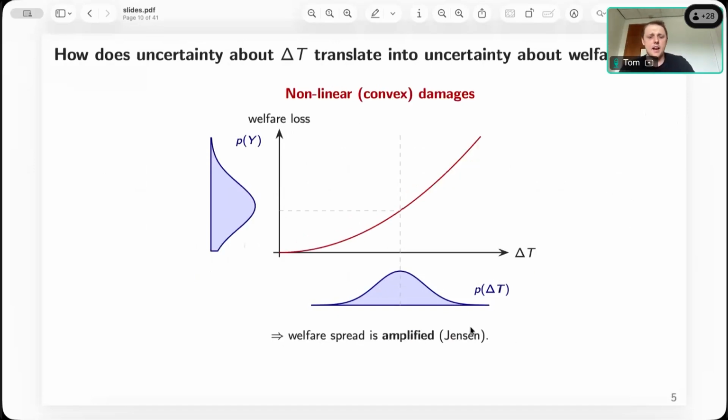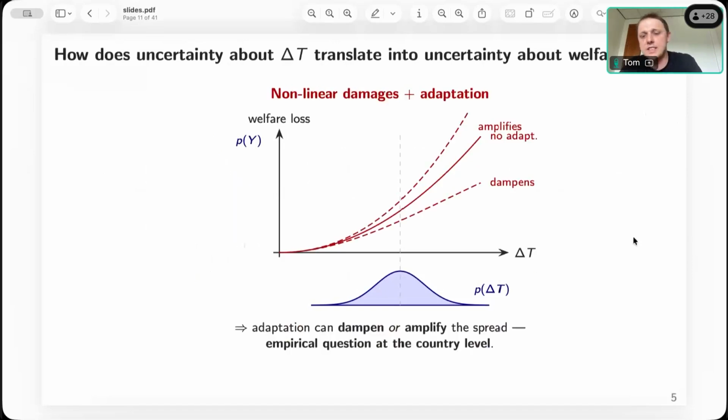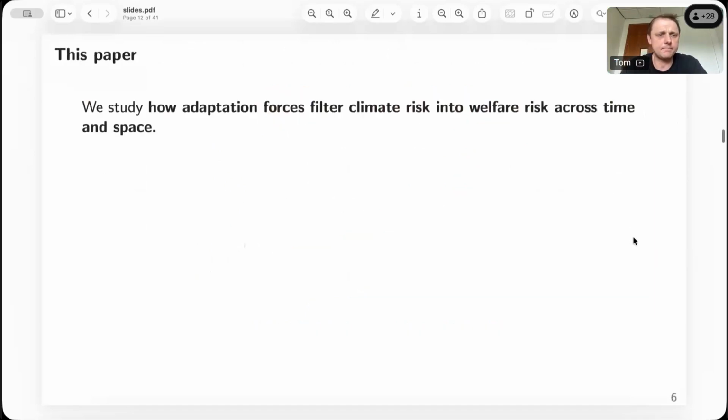And in that case, the welfare spread could be amplified. So a unit change in uncertainty about temperature would not necessarily translate into a unit change in welfare uncertainty. And at the same time, trade and adaptation could amplify or dampen the economic response to climate change. And how much it does that is an empirical question at the country level.